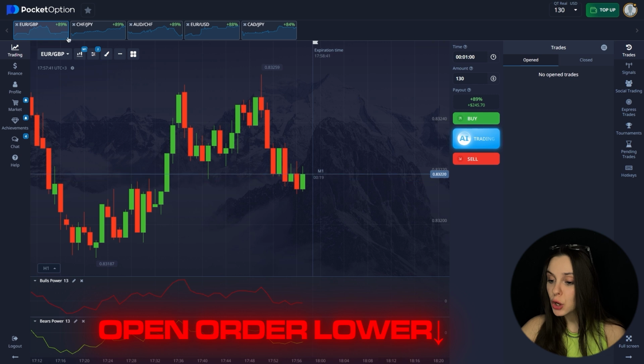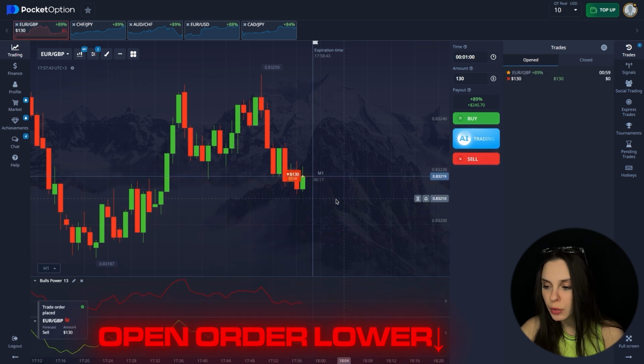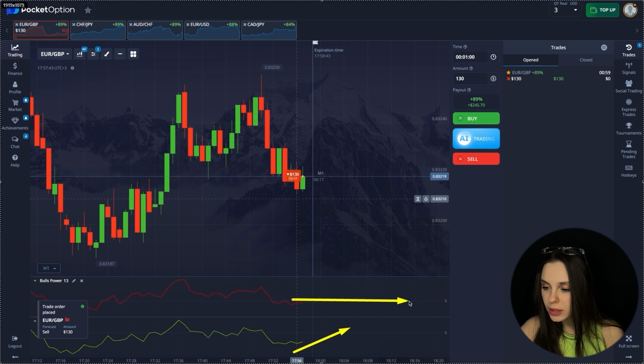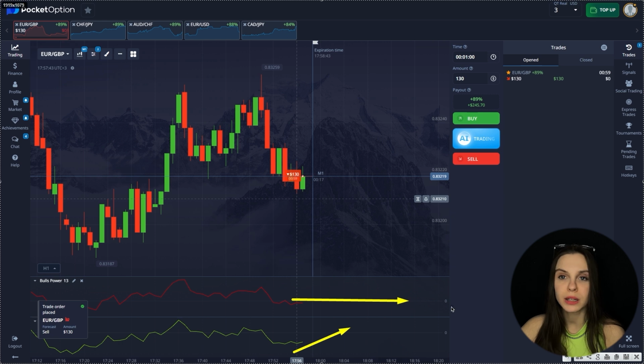In practice, I'll show how these indicators work. We will immediately study this strategy. We open the deal to fall. Here we have 2 indicators directed a little neutrally. Although green slightly prevails, it slightly prevails due to the green candle. It's important to take it into account.